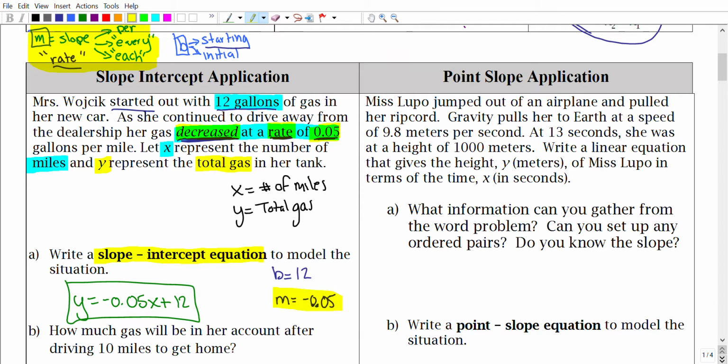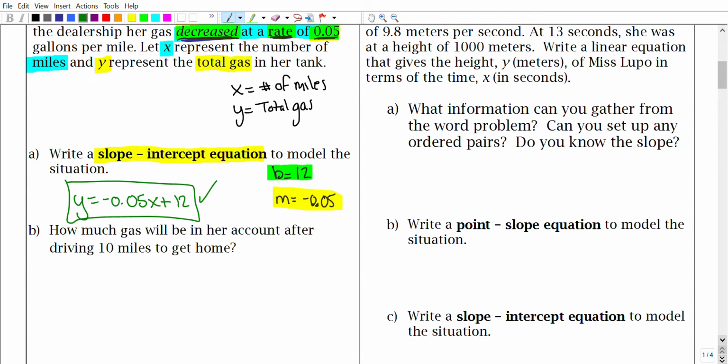And also right at the beginning of this problem, we saw the word started, which is one of our keywords for our B term, and it was 12 gallons. Okay, so that's why my B here is 12. All I did at that point is substitute those values into my y equals mx plus b form to get this right here. Okay, so let's go ahead and skip down to part B.